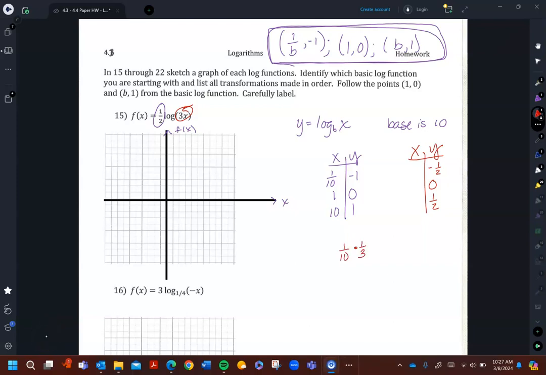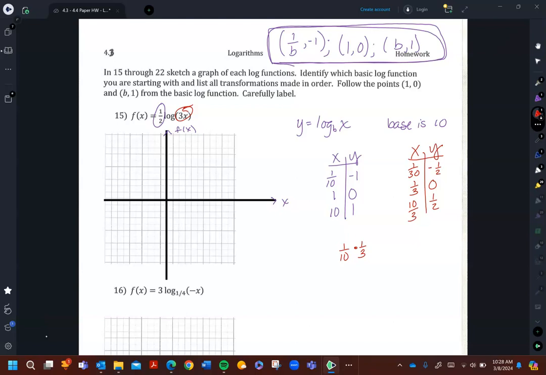It's easiest to think of it as if I'm dividing by 3, I'm multiplying by 1/3. So I just wrote that down there. So then I would have 1/30. And then for 1, I would just have 1/3. And for 10, I would have 10/3. So then you just need to think about placing these points. They're really very small.